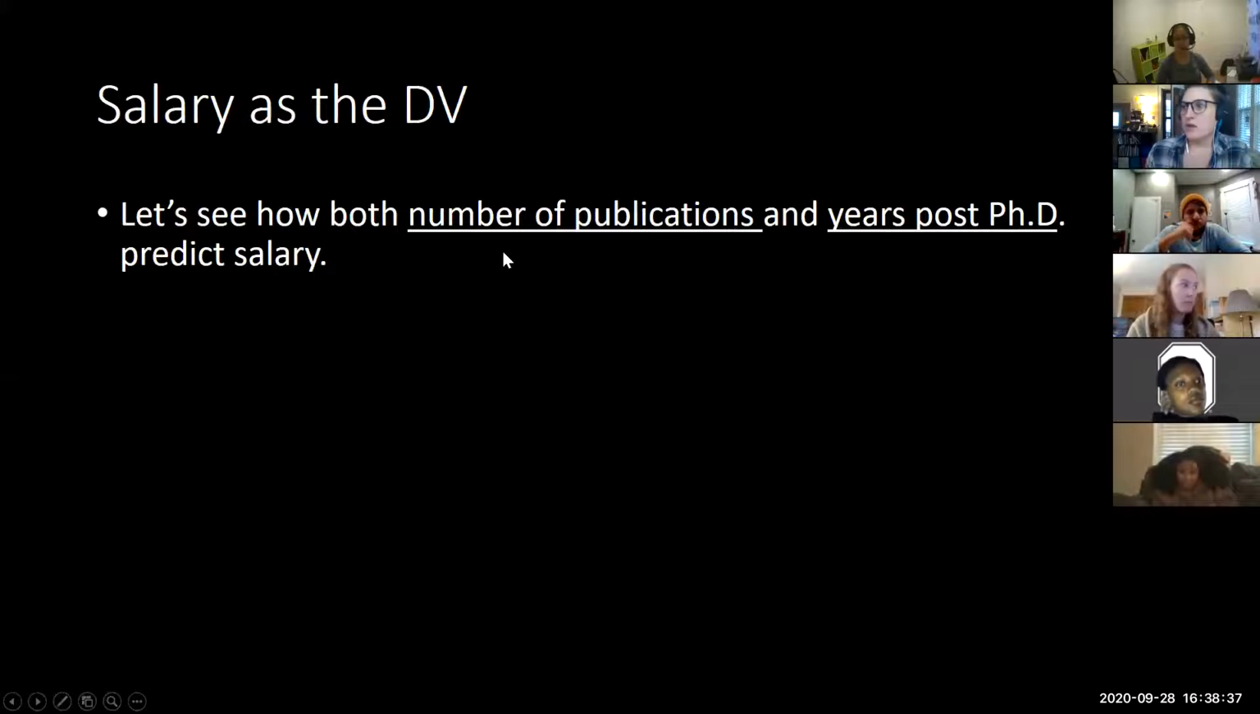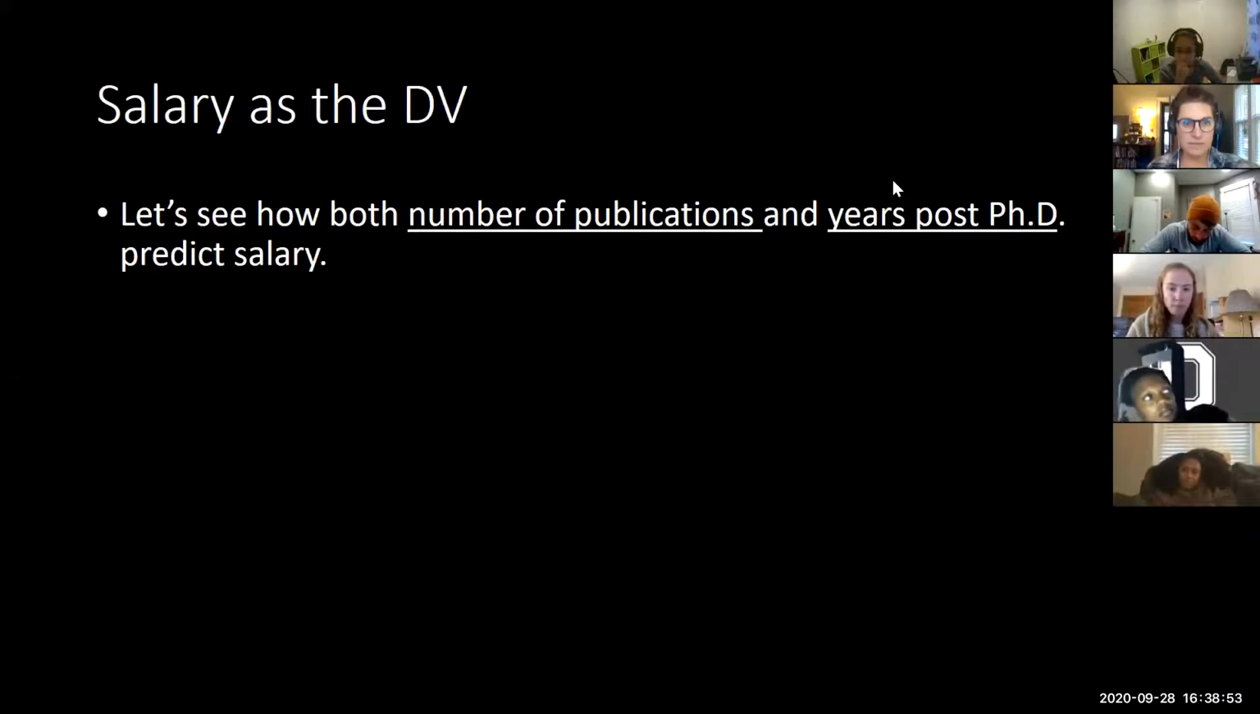All right. So in a multiple regression, we're going to take multiple independent variables and use them to predict one dependent variable. So I'm going to look at how number of publications and number of years of experience are both predictive of salary.